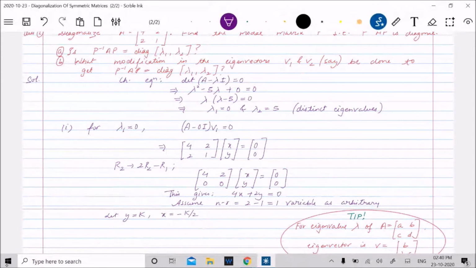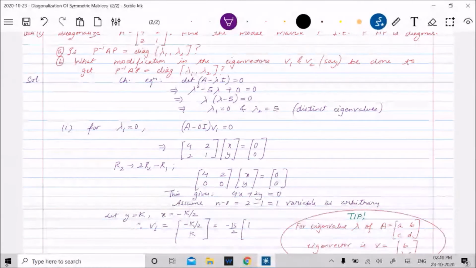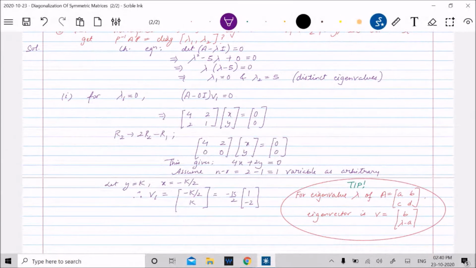If you write the eigenvector, therefore v1 is equal to, the value of x is minus k by 2, and this will be k. And you always know that you can take common, minus k by 2 can be taken common. Then inside the bracket you will be having 1 here, and here minus 2. Am I right? Okay. And this is what I wrote directly.